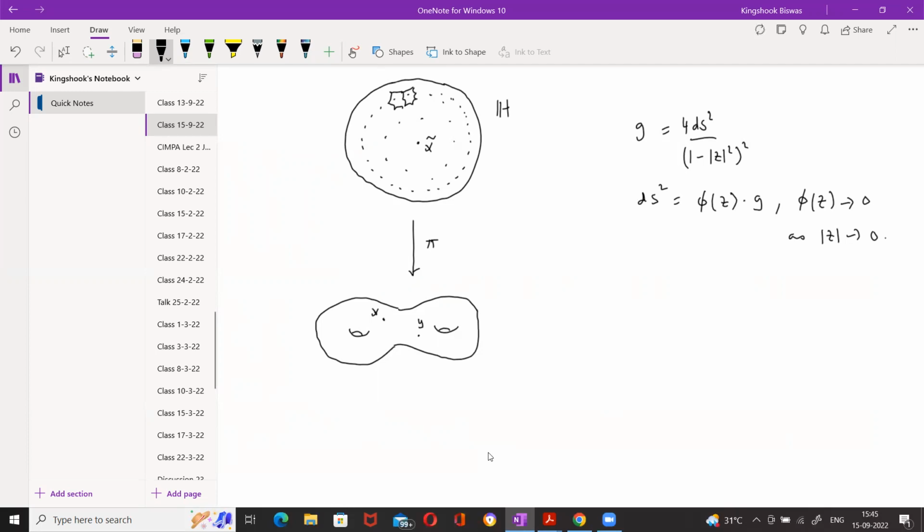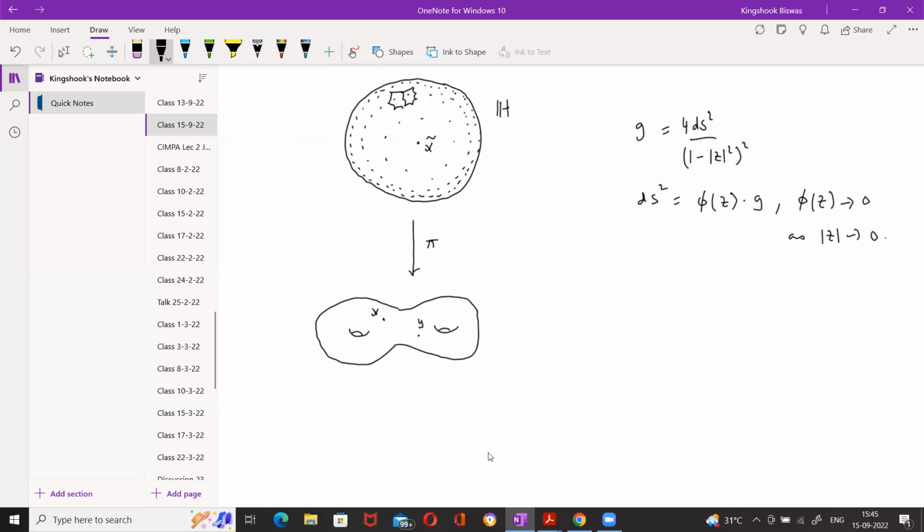Therefore, the orbit will become dense in the boundary. The orbit will become dense in S1. This is what the orbit will look like. In the terminology of hyperbolic geometry, the limit set of this group will be the whole circle S1 at infinity. Now, what are the geodesics from X to Y going to be?